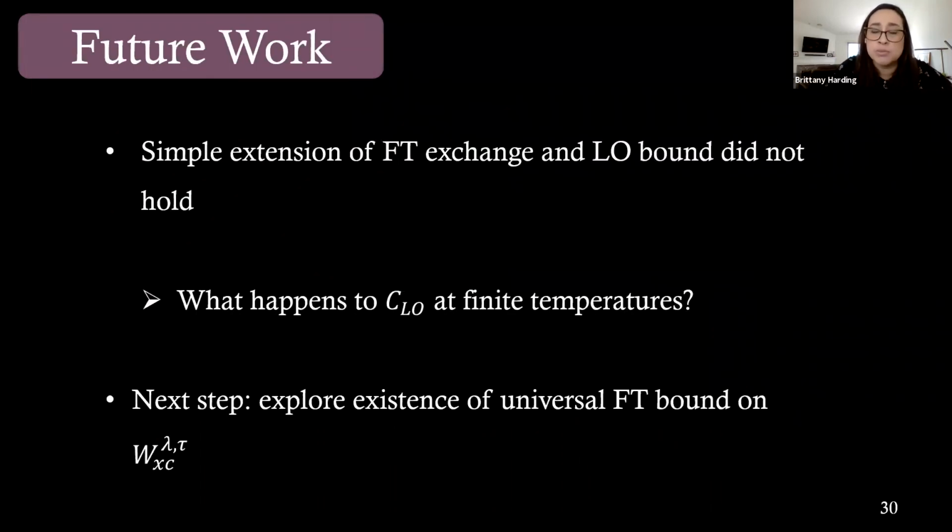So this leads to future work. We saw that a simple extension of the finite temperature exchange to the Lieb-Oxford bound didn't hold. We didn't investigate what happens to the constant C_LO at finite temperatures. So a next step would be to explore whether or not there exists a universal finite temperature bound on the exchange correlation energy, or exchange correlation free energy.